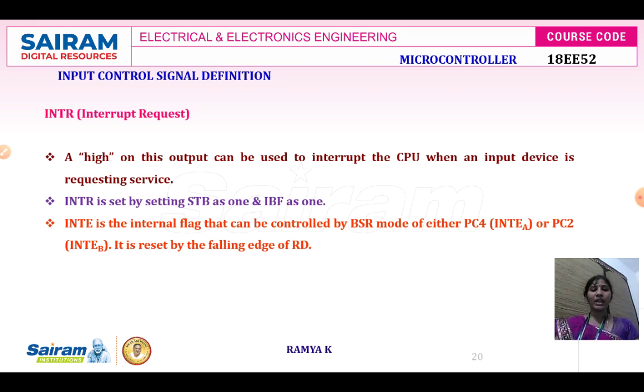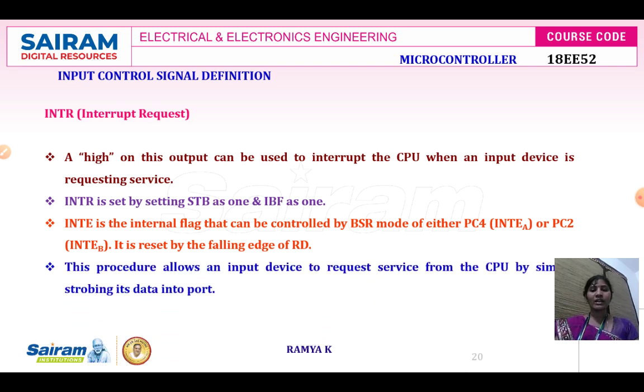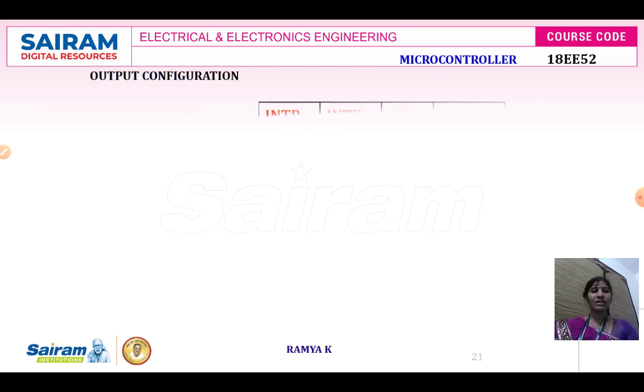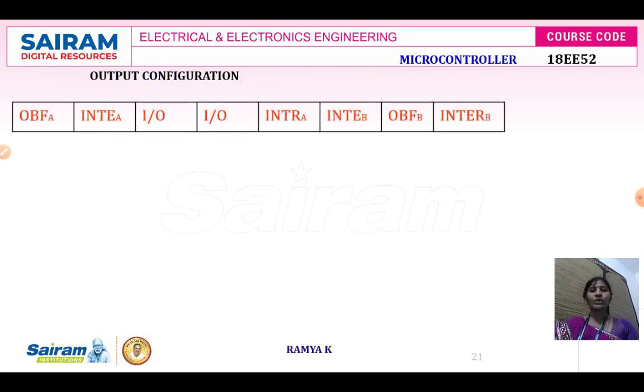INTEA, that is interrupt enable, PC4 or PC2 for your group B, will be controlled in BSR mode of operation, and basically it is set or reset at the falling edge of your read signal. Then this procedure will allow an input device to request the service from your CPU, stating that it is strobing its data at the output.